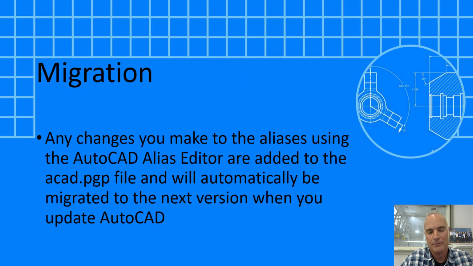So, to finish this out, any changes you make using this AutoCAD alias editor will automatically be migrated to the next version of AutoCAD when you download and start using the next version next year. So you don't have to worry about it. But even if it didn't work, now you know how to go back in and save this information.